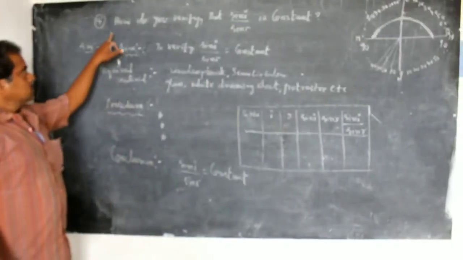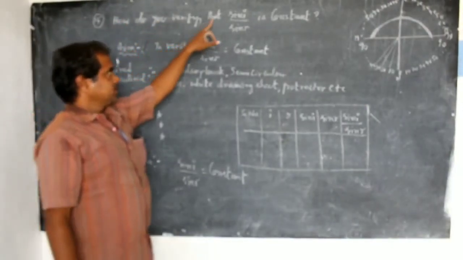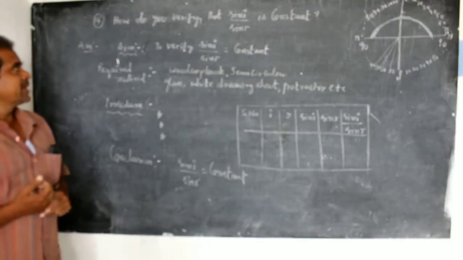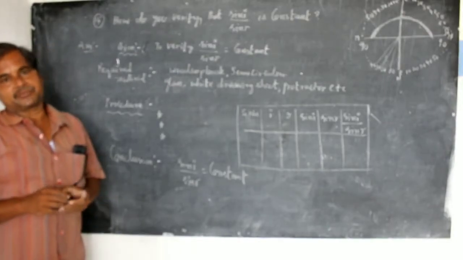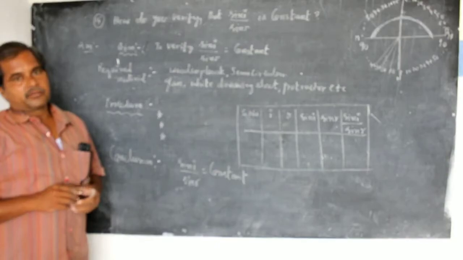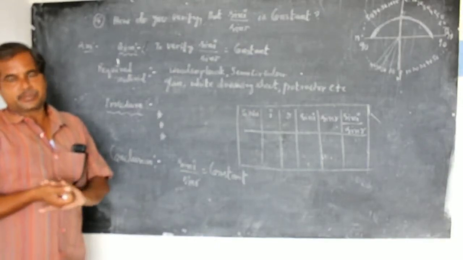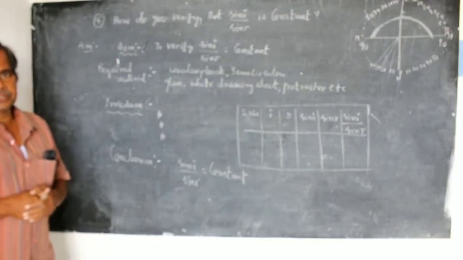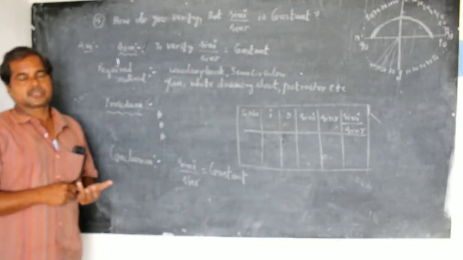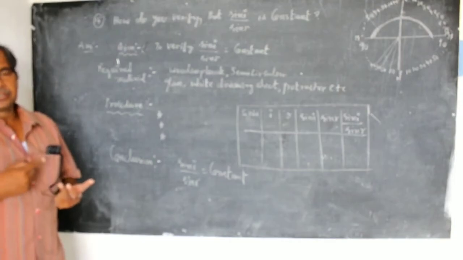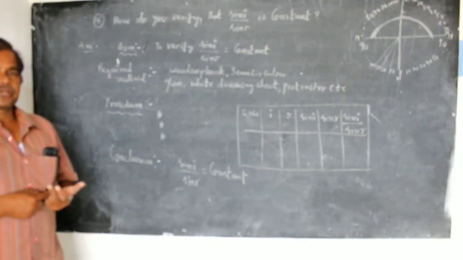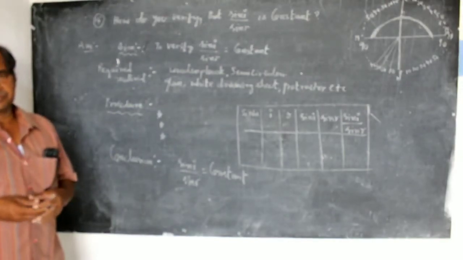Okay. So how do you verify that sin i by sin r is a constant? We can answer this question by using two lab activities. The first lab activity we have already explained in the previous class, to show that sin i by sin r is constant by using semicircular glass. In the second lab activity we use one circular metallic disc. In this lab activity also we can show that sin i by sin r is equal to a constant.